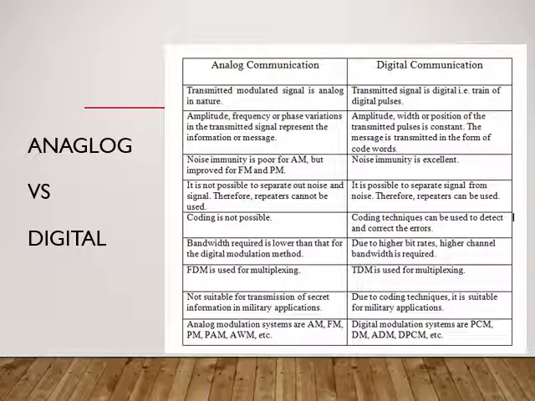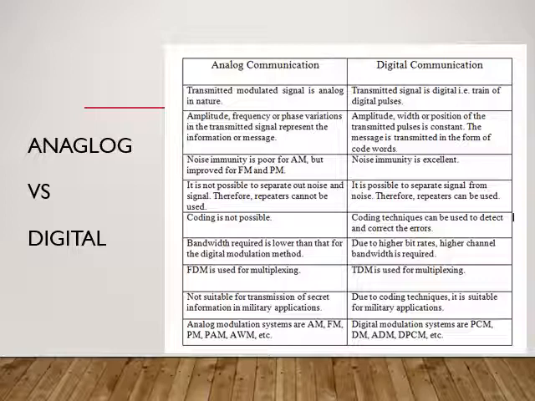Next one is, what are the differences between analog communication and digital communication? Here the transmitted modulated signal means our message is in analog form. Here our message is in digital form. Digital communication means our message is in digital form, that is, the messages in the form of pulses. In analog communication, amplitude, frequency, phase variations are there. Digital communication means amplitude, width and position modulations are there.